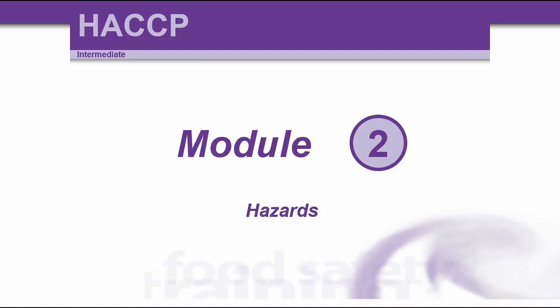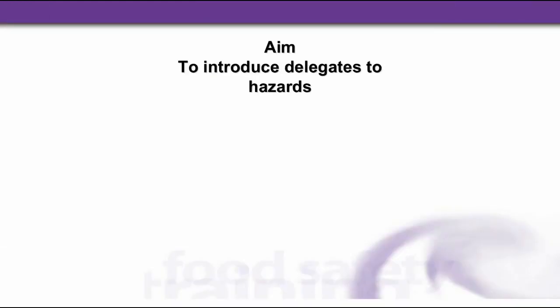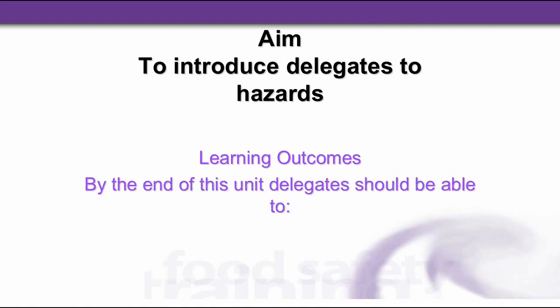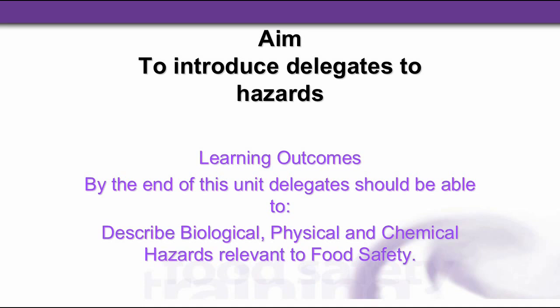So let's have a look at Module 2. We looked at the introduction to HACCP, so let's have a look at the hazards. And the aim of this unit is to introduce you to hazards. And the learning outcomes are, by the end of this unit, you'll be able to describe biological, physical and chemical hazards relevant to food safety.